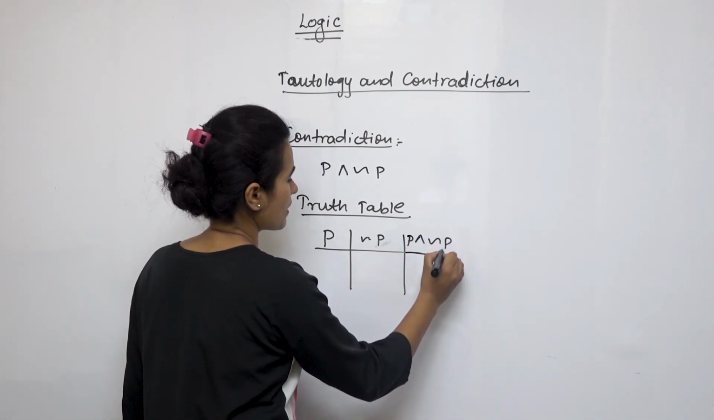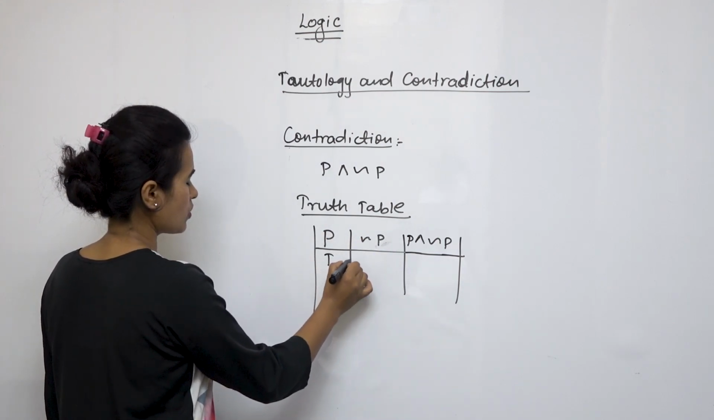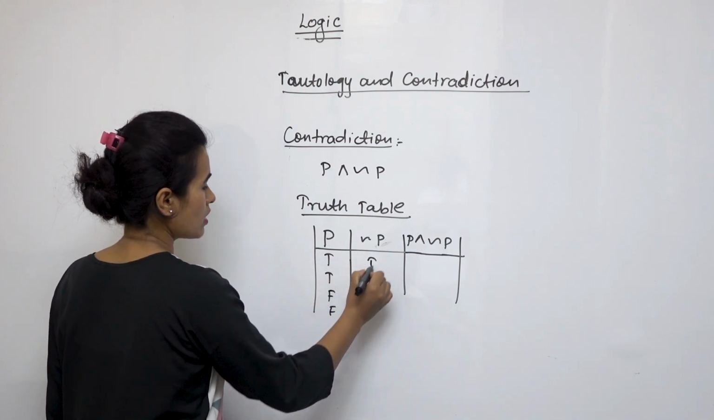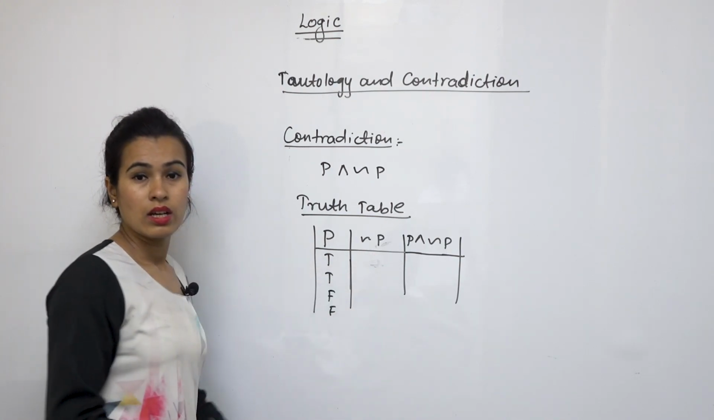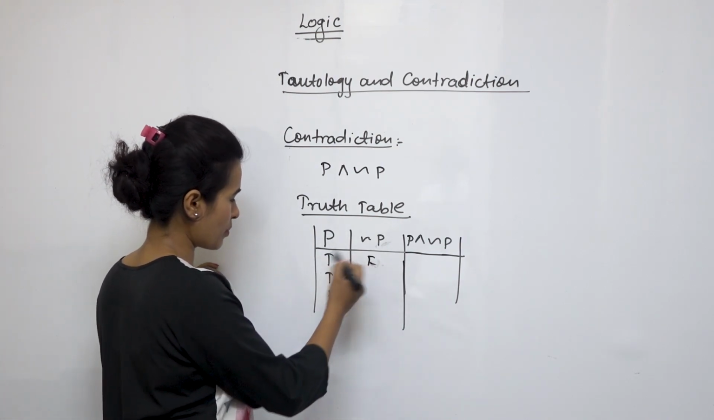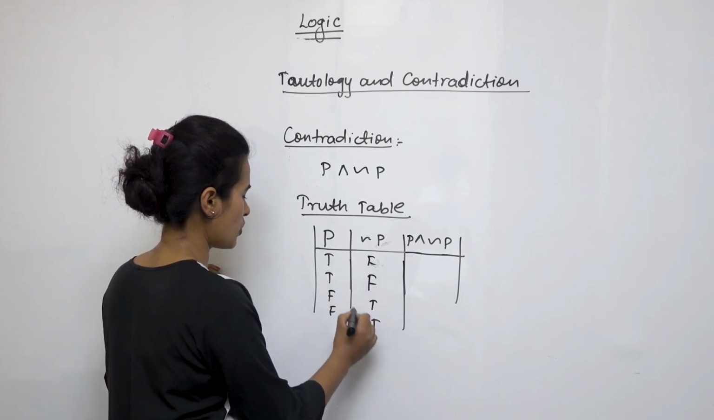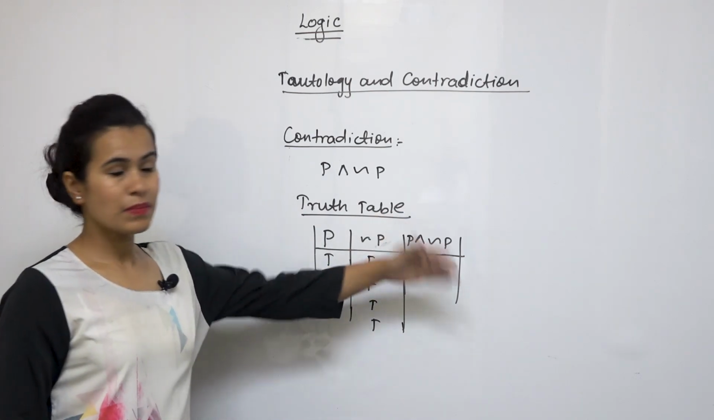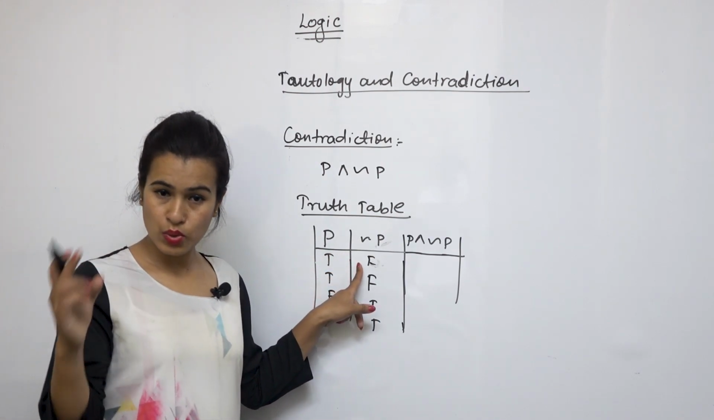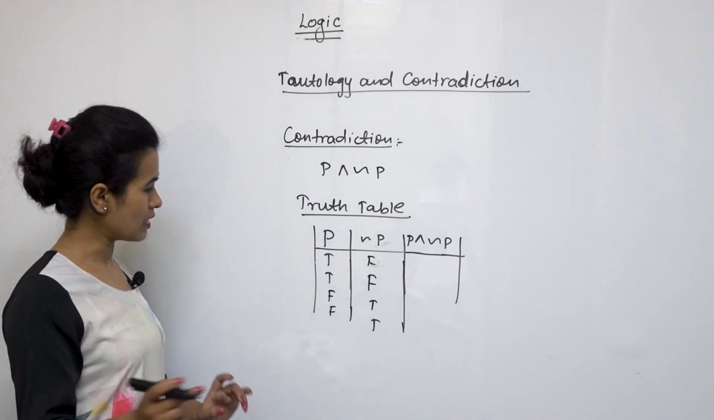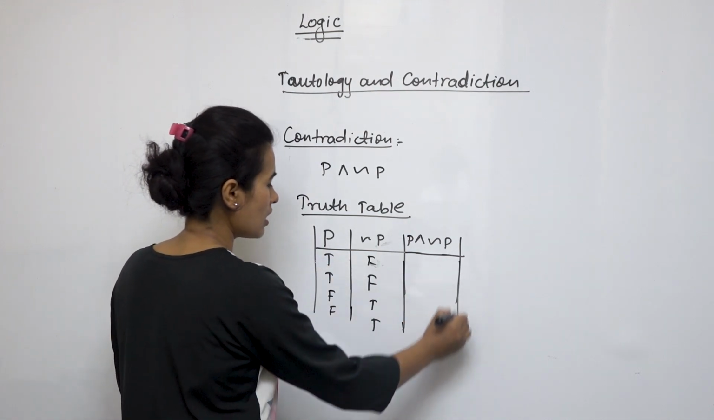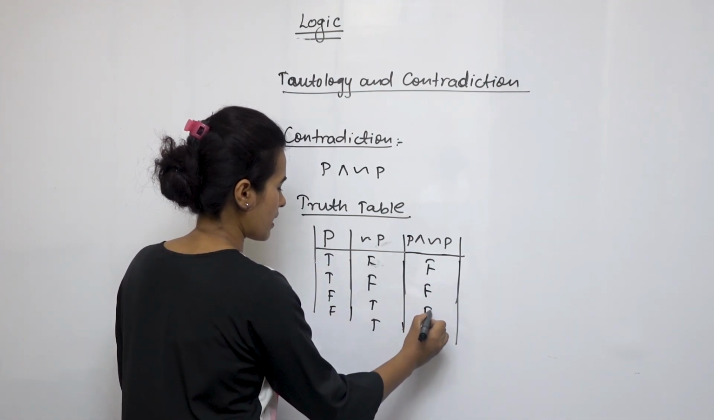P and negation P. So here true, true, false, false. Negation P means the opposite of P: false, false, true, true. Now P and negation P. In the case of and, if both are true, then the result is true. If any one is false, the result is false. Here, in none of these four rows are both true. That's why all the results are false over here.